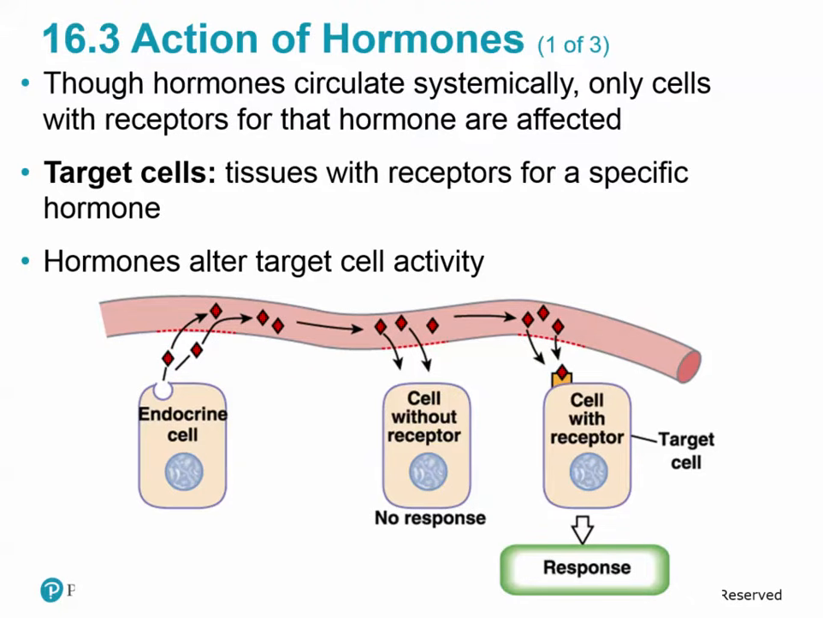So in this example here, we have our endocrine cell secreting its hormone directly into the bloodstream. As the hormone travels through the blood, it's going to bypass any cells that do not have a receptor. Right? So once it encounters a cell with that receptor, so it reaches its target cell, now the hormone's able to bind, kind of like a lock and key mechanism, with that receptor to activate that target cell for whatever response we're trying to elicit.